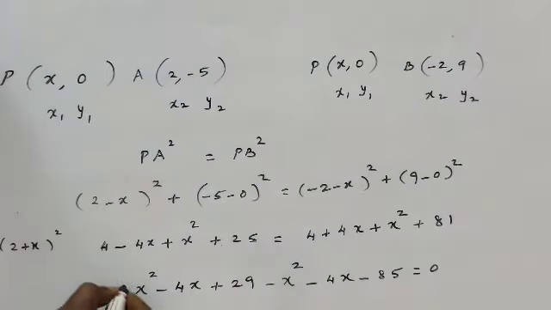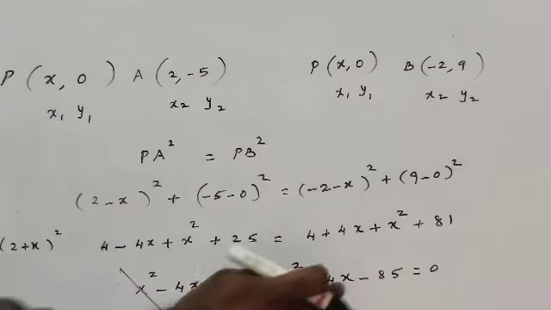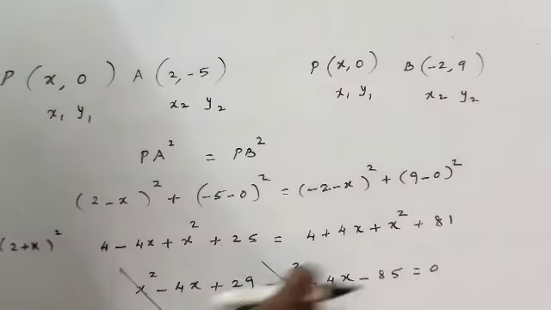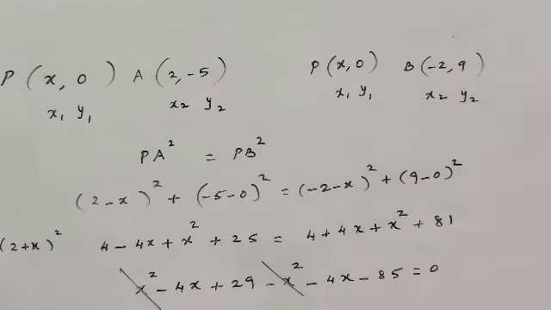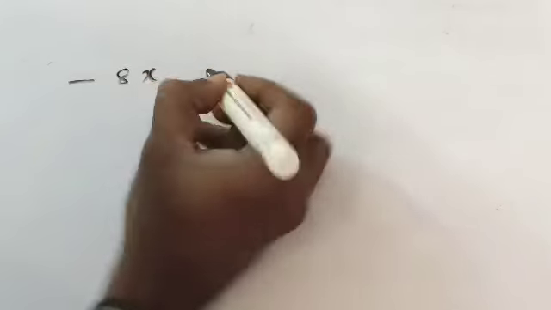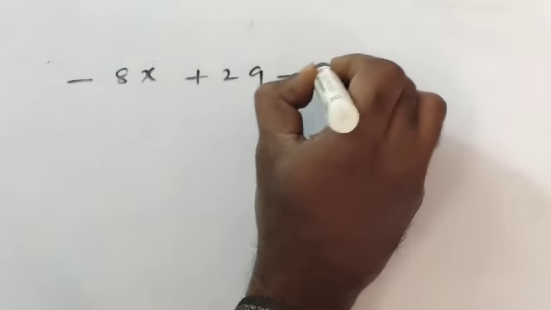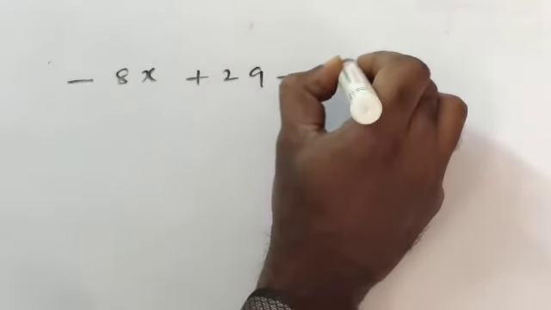Now we can cancel plus x square and minus x square. Minus 4x minus 4x, symbols are similar, so we get minus 8x. Minus 8x plus 29 minus 85. Minus 4x and minus 4x, adding these two values we have minus 8x, then we have plus 29 minus 85 equal to 0.